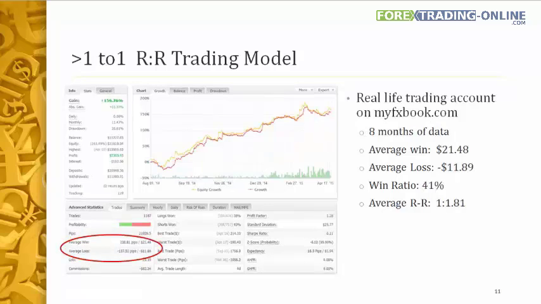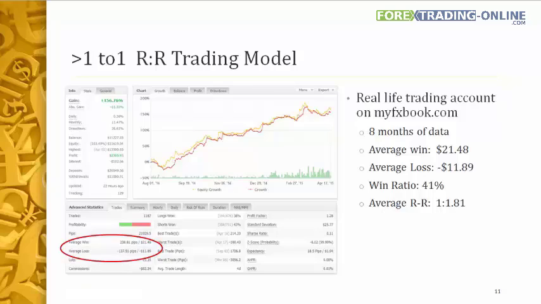Now here's another strategy where this trader is implementing a risk to reward ratio of greater than 1-to-1. Actually, this one is a 1 to almost 2. A 1 to 1.81. So it's a little bit better average R to R than the other two that we saw. This one has 8 months of data with an average win of $21 and an average loss of $11.